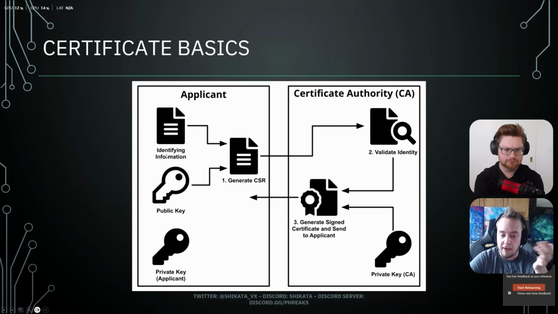And of course, I have my private key, but then I'm going to generate a certificate signing request. And then I'm going to send that to the certificate authority. The certificate authority is going to do some things of making sure I am who I say I am before it does things. And then it's going to use its private key to sign the certificate signing request. So it's going to take its private key and sign the certificate signing request. And so now that is a signed certificate.